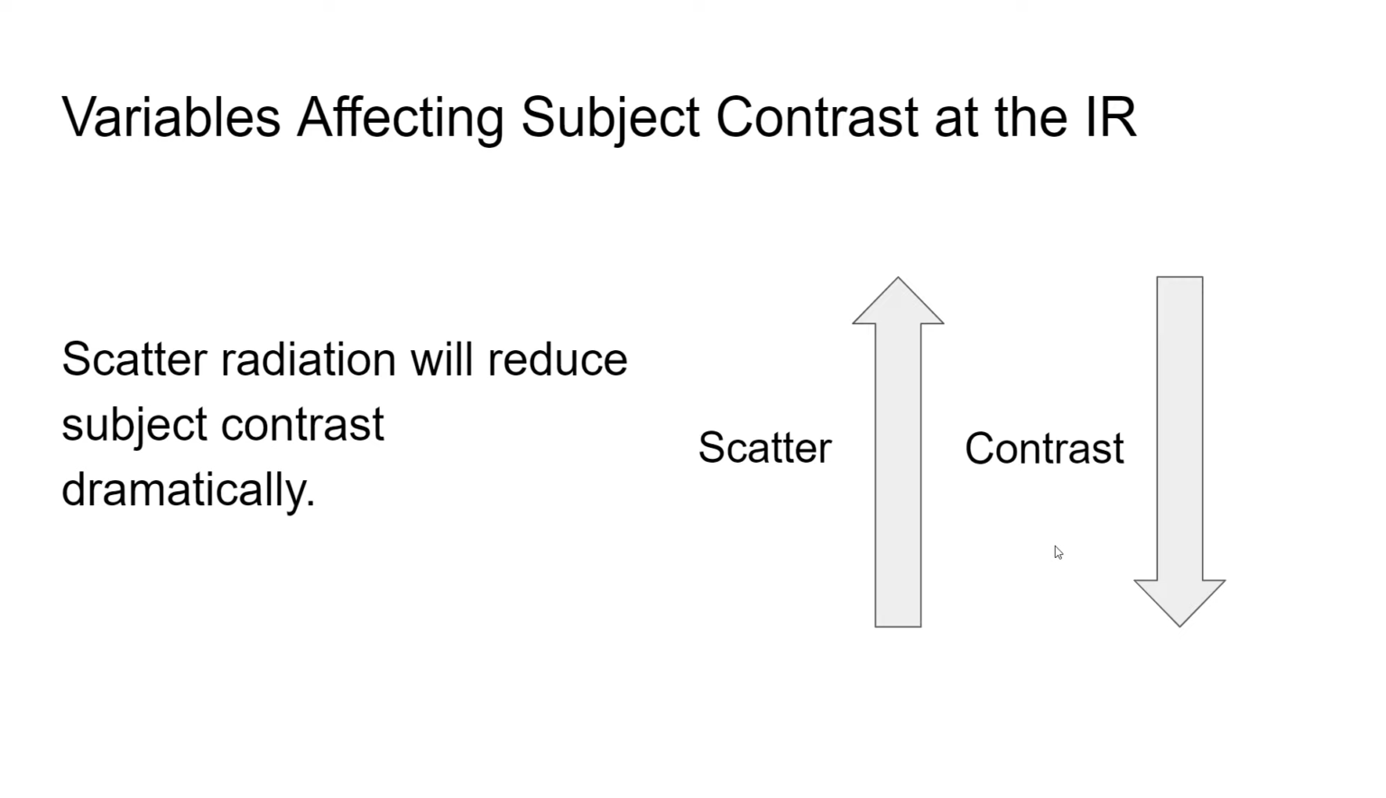Scatter radiation. Well, we kind of said this already. Scatter up, contrast down. That's why we like to reduce scatter, to get scatter out of the way so contrast can go up.